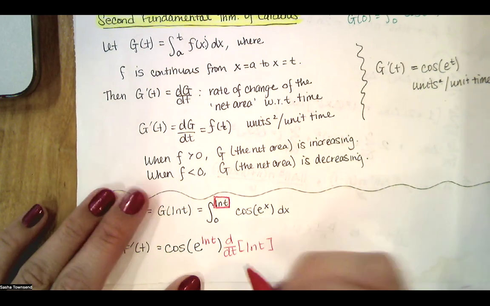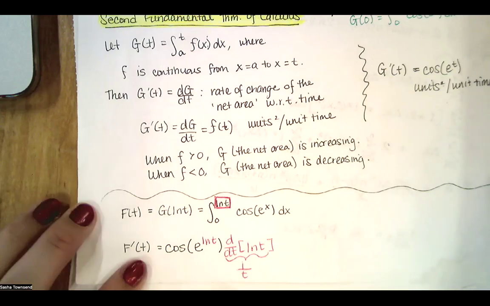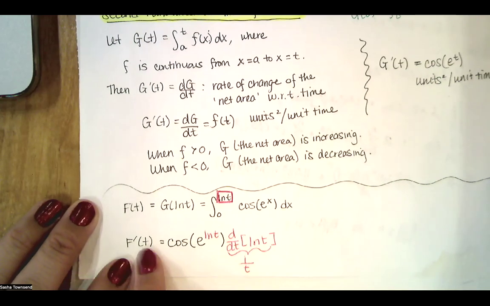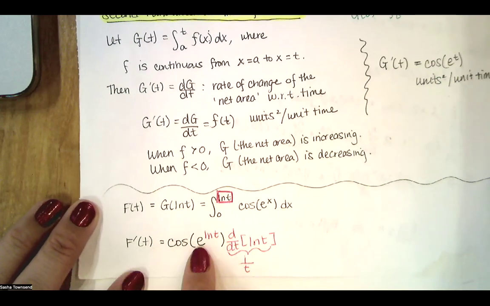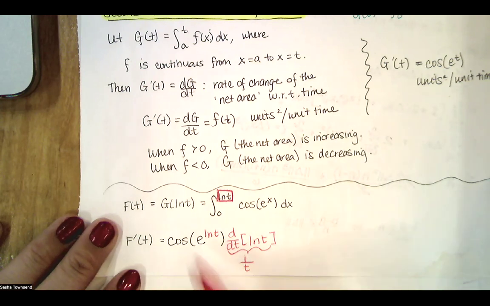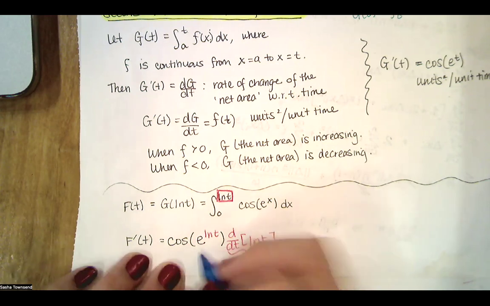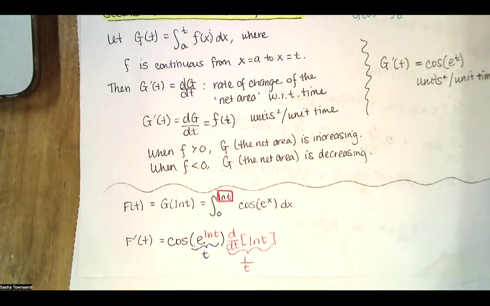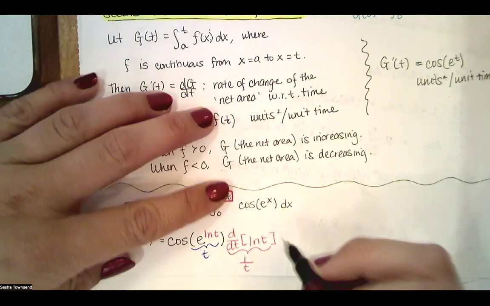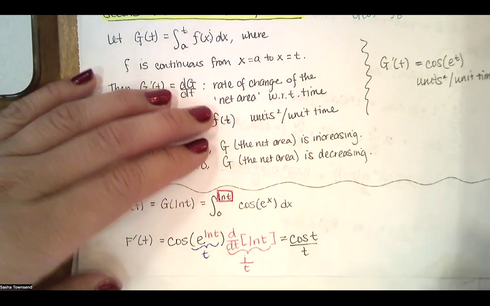And the derivative of natural log of t is 1 divided by t. So what we end up with is that f prime is cosine of e to the natural log of t times 1 over t. Now, e to the natural log of t is just t, because the exponential and the natural logarithm of the same base undo each other. And so that's just a t. This ends up being cosine of t divided by t.